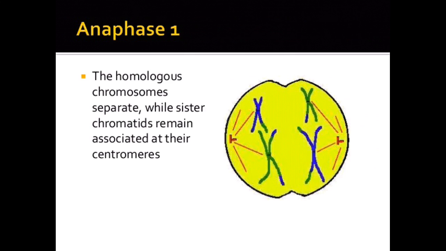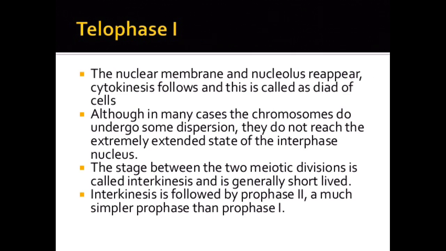Anaphase 1. The homologous chromosomes separate while sister chromatids remain associated at their centromeres. Telophase 1. The nuclear membrane and the nucleolus reappear. Cytokinesis follows, and this is called a dyad of cells.